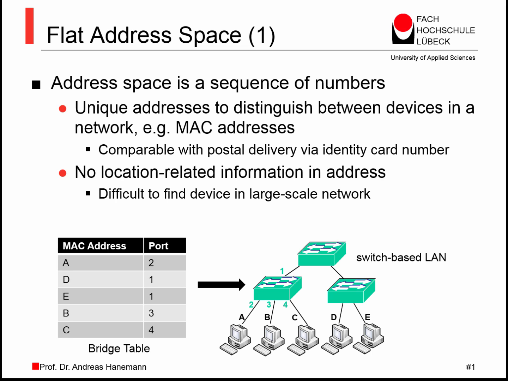We can take a look at the drawing on the bottom of the slide to find out which knowledge is needed for switches to forward frames in a local area network. You can see that in the bridge table entries are needed for each end system, in this case for the MAC addresses of end systems A, B, C, D, E, together with the respective port numbers. If there were much more end systems, then it would be necessary to learn and administrate entries for each of them, so that there would be scalability issues.